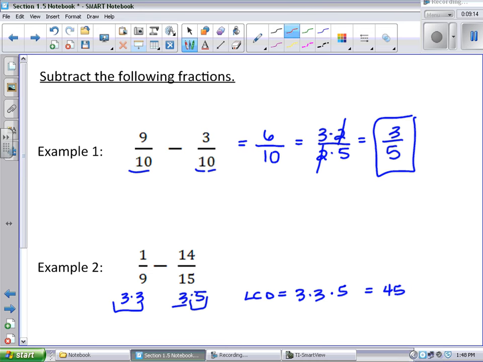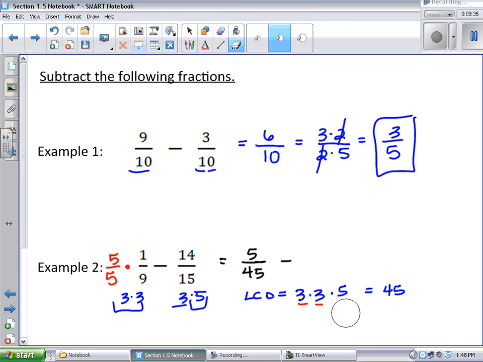So now I need to look at 9. I've got 3 and 3. I'm missing the 5. So I need to multiply my first fraction by 5 over 5. 5 times 1 is 5. 5 times 9 is 45. And then we're going to subtract the second fraction.